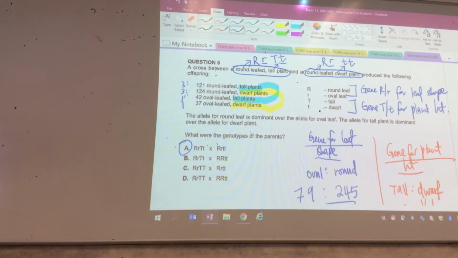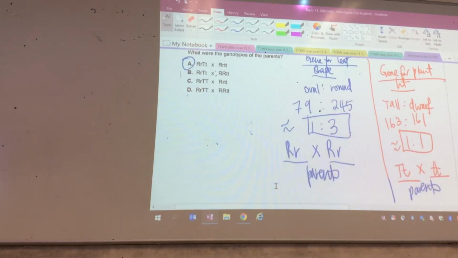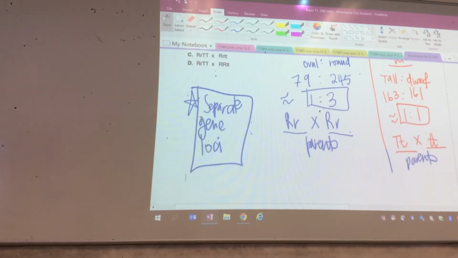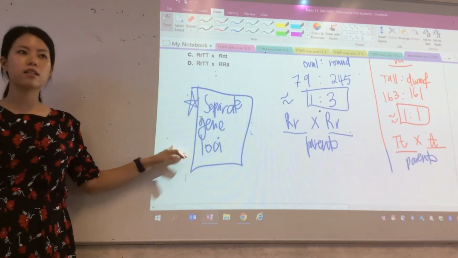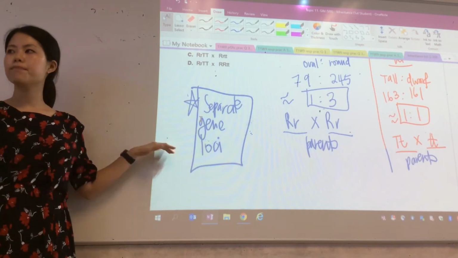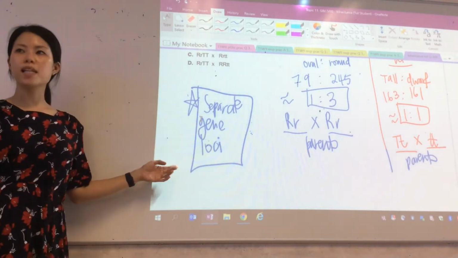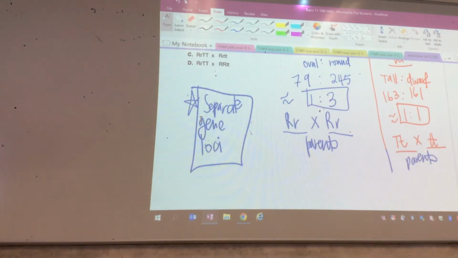Alright, so what is this technique that you are doing here? Can you write? For genetics, what you need to do is separate the gene loci, or in other words, consider each gene locus separately instead of considering them together. You do this when the ratio is not familiar to you. Can?